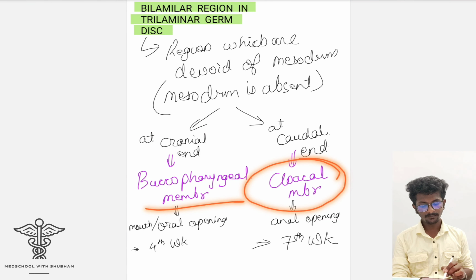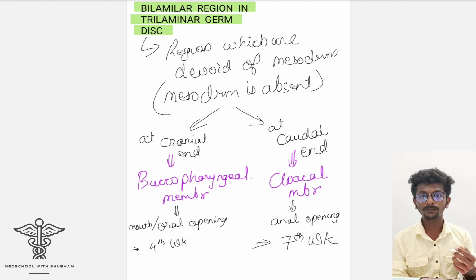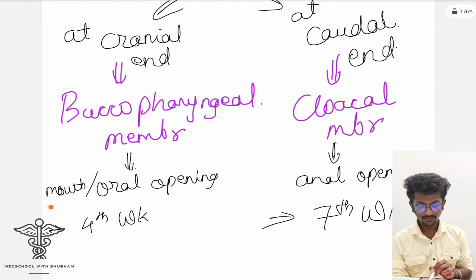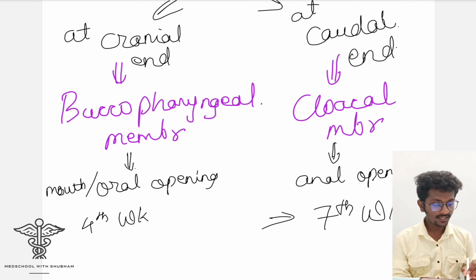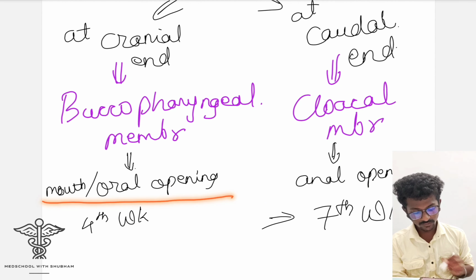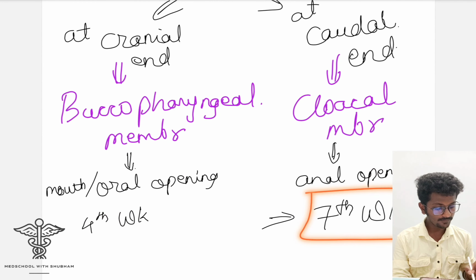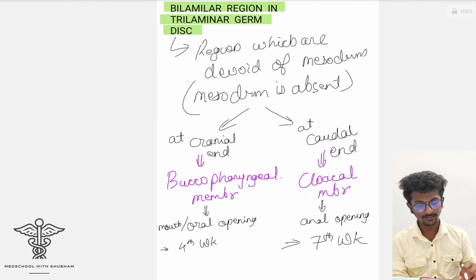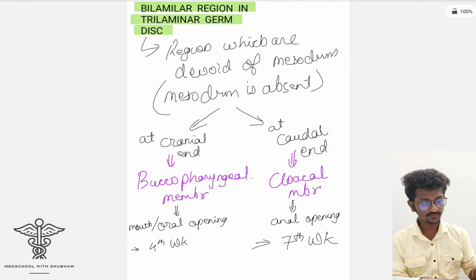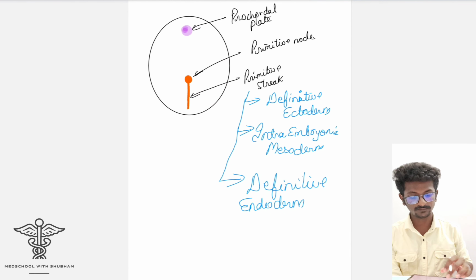The buccopharyngeal membrane will open to form the mouth opening or the oral opening, and the cloacal membrane will form the anal opening. The mouth opening will be formed in the 4th week of development, and the anal opening will be formed in the 7th week of development. I hope this is very clear to you guys. So this was about the process of gastrulation.